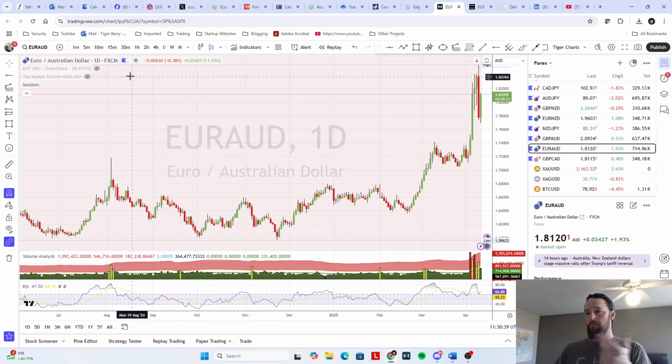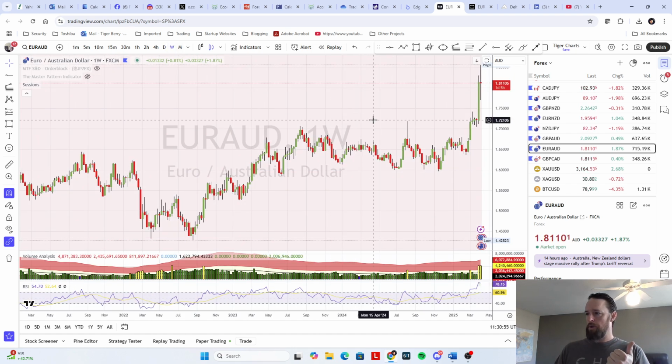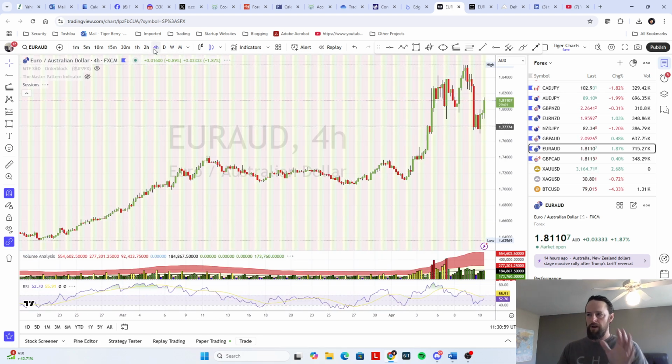Okay, so right now I've got the Euro Australian dollar on a daily time frame. This is where I'm looking to see, oh, it's clearly in an uptrend. If I want to set my curve, I'm going to go to my weekly time frame. But again, I want to find my supply and demand zones. So I'm going to the 4-hour time frame.